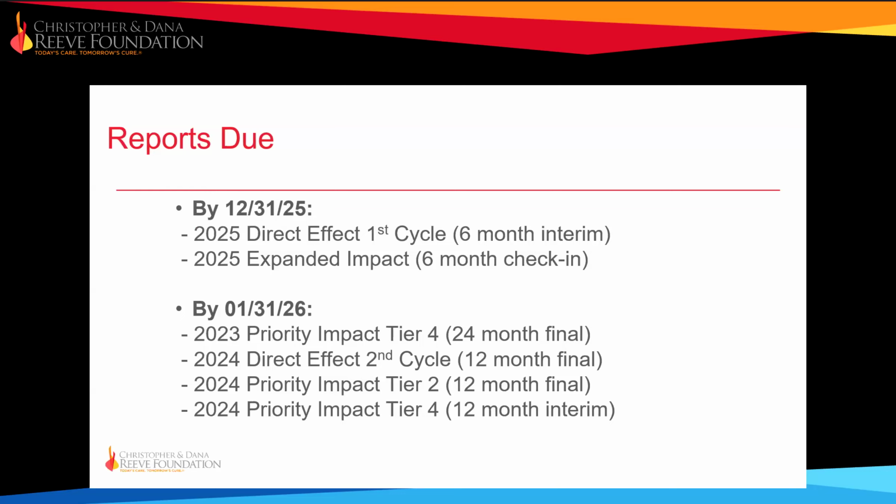These are the report due dates for each grant cycle. For those who have access to your grant agreement, you'll find the full reporting schedule included there as well. The reporting schedule is determined by your grant tier. Tiers 1, 2, and 3 have project timelines of less than 24 months. Therefore, two reports are required: an interim report and a final report. Tier 4 grants span 24 months and require four reports: a 6-month check-in, a 12-month interim, an 18-month check-in, and a 24-month final report.